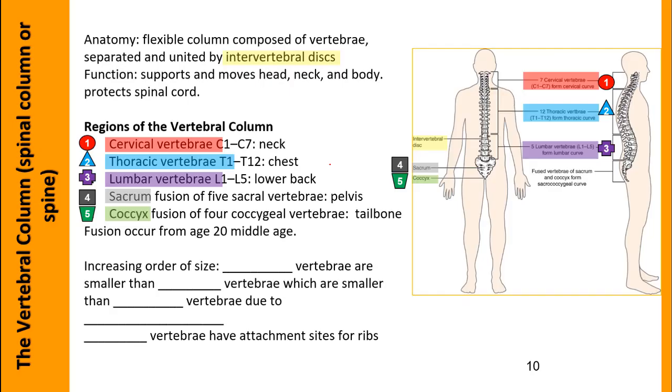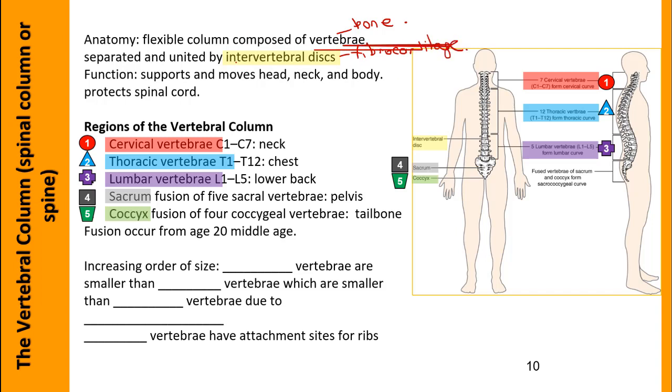So that's the bones of the cranium, the skull. We're going to move to the bones of the vertebral column or the spinal column or the spine. It's referred to in a variety of ways. And what happens is that the vertebral column is composed of vertebrae, so that's the bone, separated by intervertebral discs, which are made out of the toughest type of cartilage. So they are made from fibrocartilage.